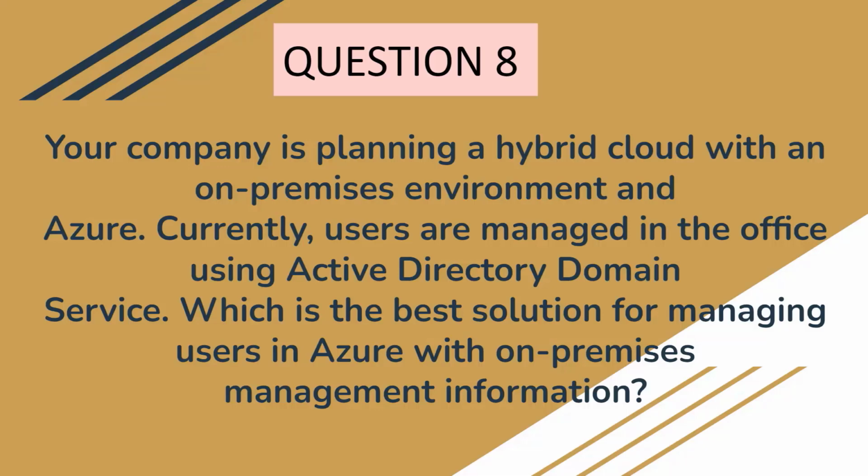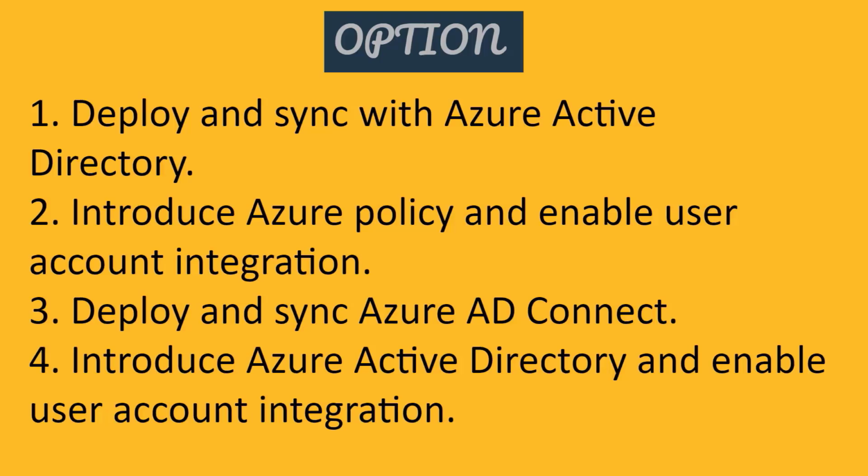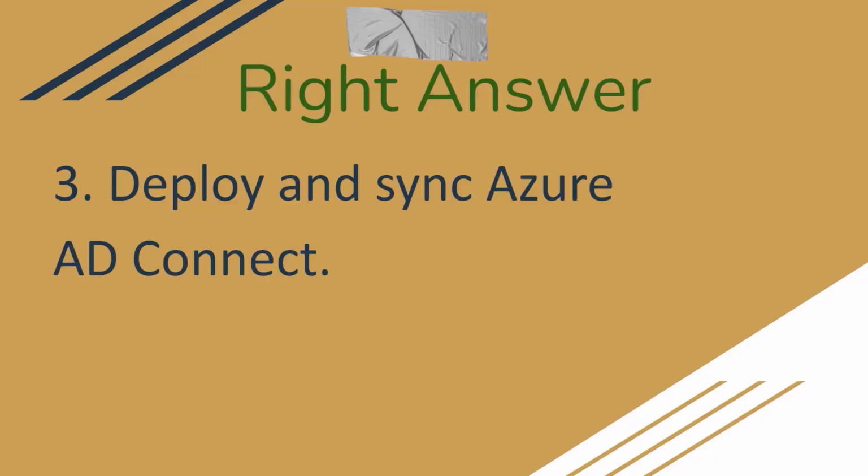Question 8. Your company is planning a hybrid cloud with an on-premises environment and Azure. Currently, users are managed in the office using Active Directory Domain Services. What is the best solution for managing users in Azure together with on-premises management information? Option 1. Deploy and sync with Azure Active Directory. 2. Introduce Azure Policy and enable user account integration. 3. Deploy and sync Azure AD Connect. 4. Introduce Azure Active Directory and enable user account integration. Right answer. 3. Deploy and sync Azure AD Connect.